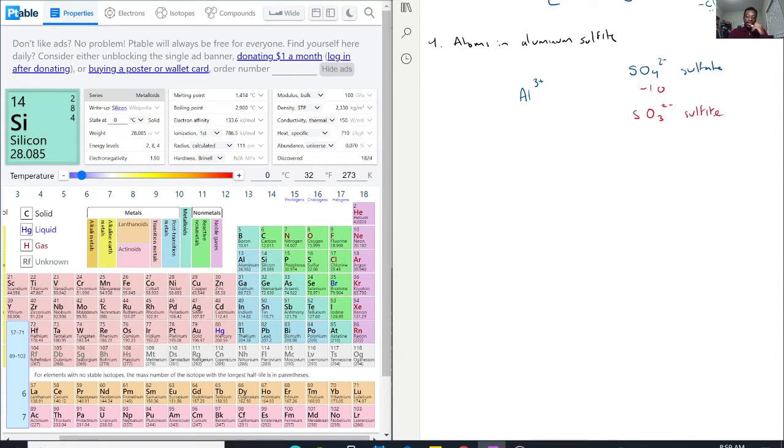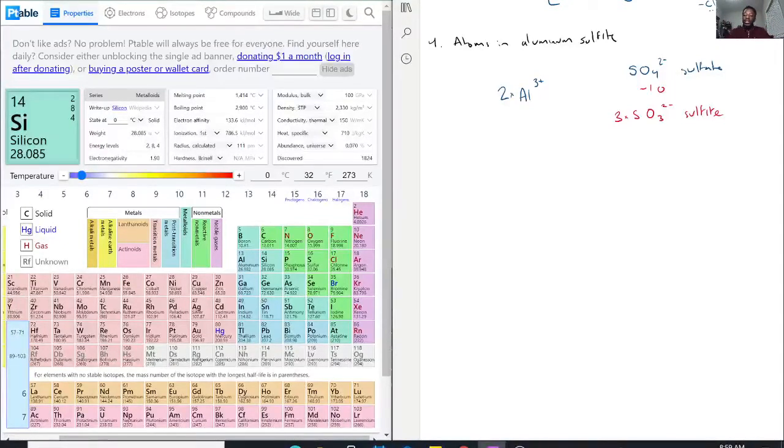Okay. So now in order to balance out the charges, we need the least common multiple, because right now we have a 3+ and a 2-. We need something to where they can both cancel each other out in total. So the least common multiple here is 6. So we would need then 2 of the aluminum and 3 of the sulfite, because in total we should get 6 positive charges and 6 negative charges.